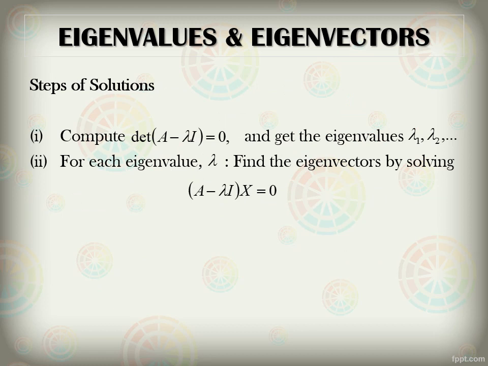Okay, so these are the steps of the solution. Hopefully you can still remember how to find the determinant of the matrix. So you need to find the determinant for your matrix A minus lambda I. So A is matrix A from the linear equation, and I, as usual, is the identity matrix.